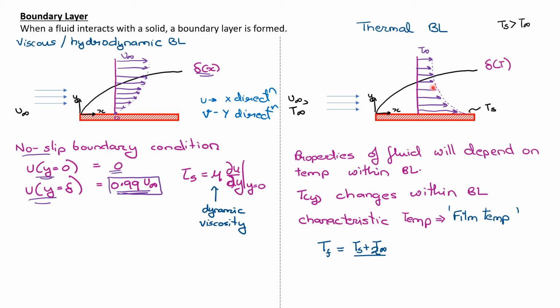So in this scenario, we calculate the film temperature, and the film temperature is defined as an average temperature within this boundary layer.